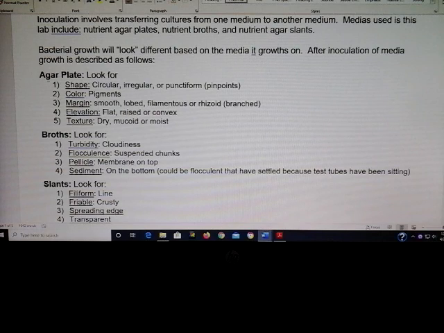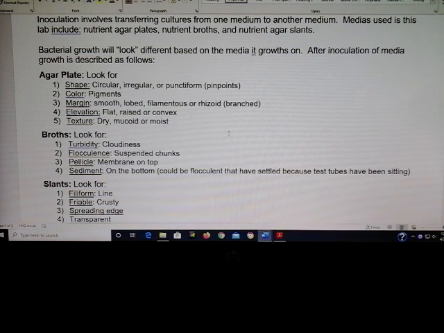So, what would you be looking for then on an agar plate? Well, shape could be circular or irregular, etc. They come in different colors. Look at the margin, like around the edges. Also, elevation: if you hold the plate sideways, is it flat or raised? Texture could be dry, mucoid, or moist.